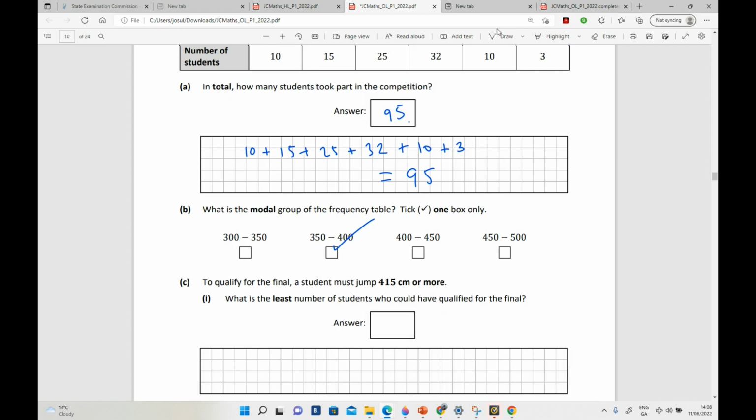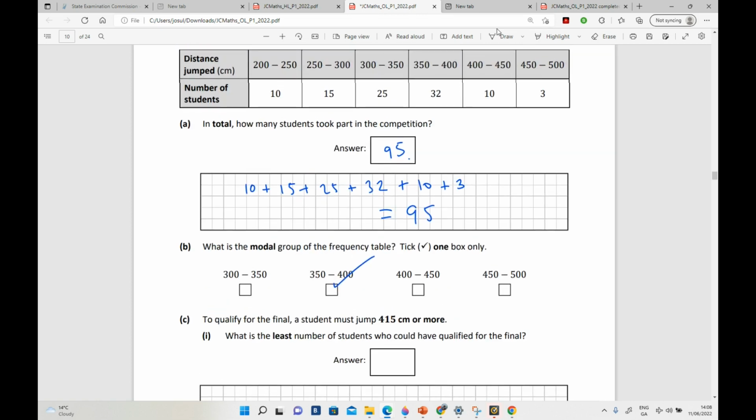To qualify for the final, a student must jump this distance, 415 or more. So anything from 415 or more. What is the least number of students who could have qualified? Because this value here is anywhere between 400 and 450, it's possible that any of these 10 people could have jumped 415. But it's also possible that they could have jumped less than 415, between 400 and 415. So they're asking you for the least amount.